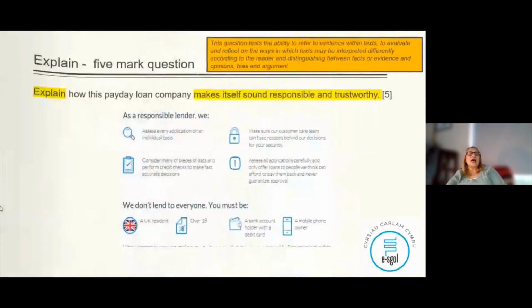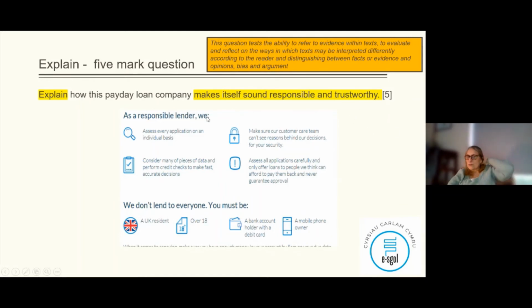Okay, so here's our text then. We're going to find ways. I'm going to annotate this text for you to show how it makes it sound responsible and trustworthy. So if we read here, it says, "As a responsible lender, we assess every application on an individual basis. We make sure our customer care team can't see reasons behind our decisions for your security."